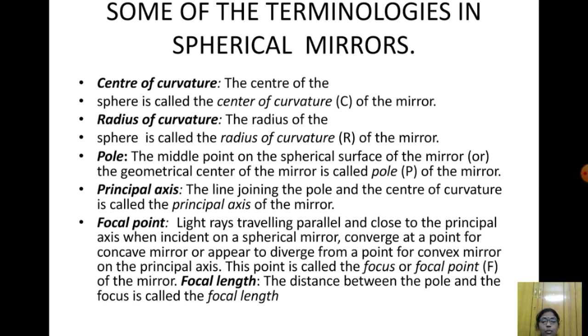And what is the focal point? The focal point is nothing but the point where light rays traveling parallel and very close to the principal axis, when incident on the spherical mirror, will converge at a point for a concave mirror, whereas they diverge from a point for a convex mirror. This point is called the focus or focal point. And what is focal length? It is nothing but the distance between the pole and the focus. That is called the focal length.